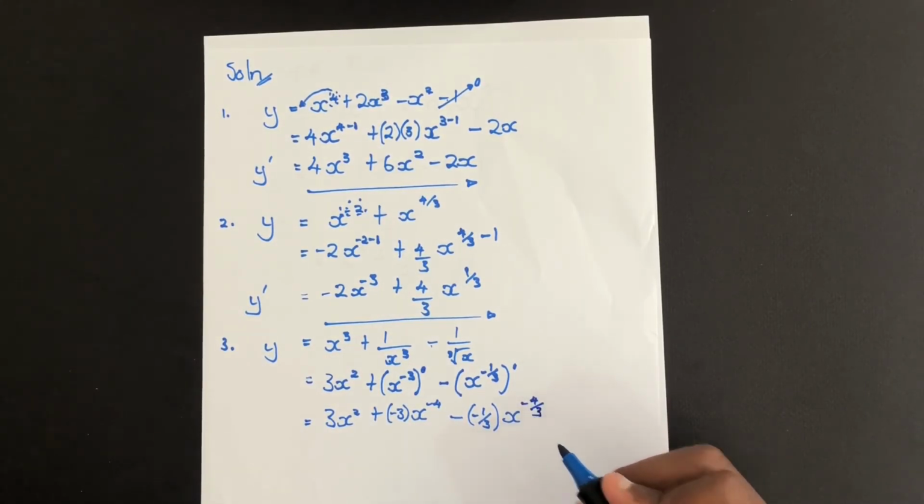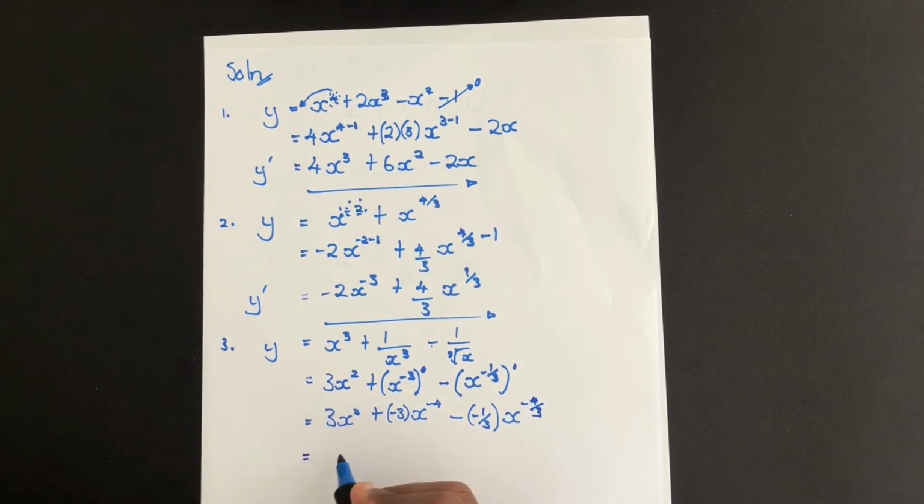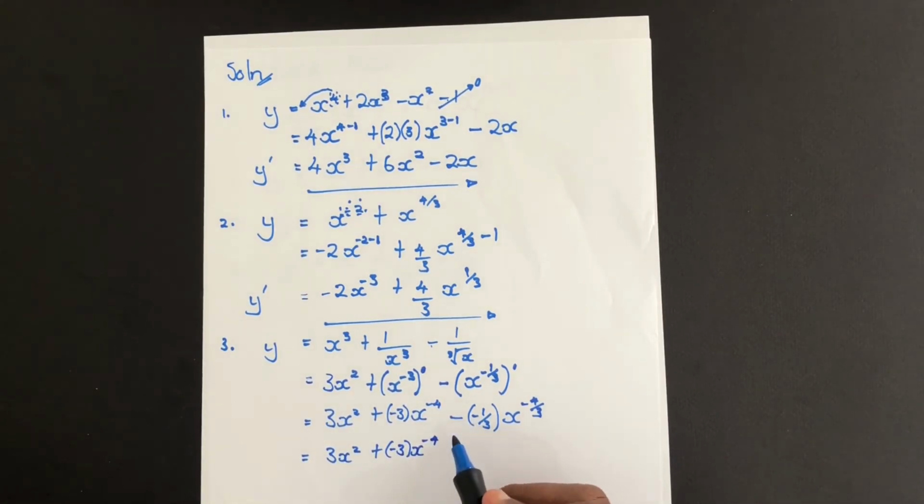After this, it's pretty much done, but you can clean it up a bit if you want. So 3x squared, this was supposed to be a negative, since we have negative 3, but still the answer is the same. So negative 3x to the power negative 4, subtract, add 1/3, so it's x over 3 to the power negative 4/3. So that's pretty much it.